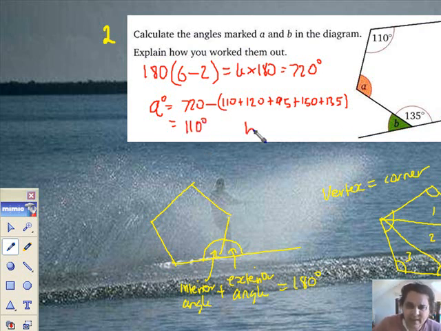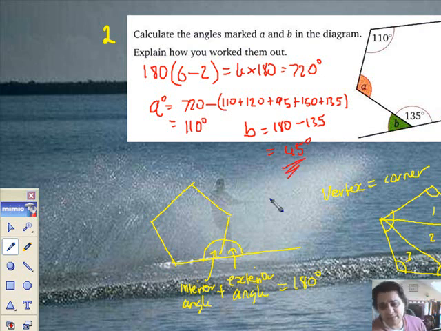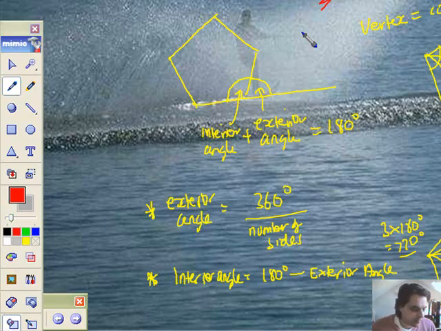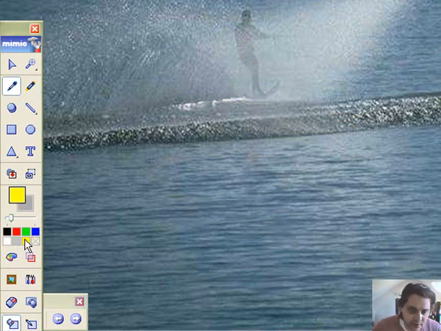Now angle B is easy. I told you from before the exterior angle forms a straight line with the interior angle, so it's going to be the 180 take away the 135 on the inside, and that will give me therefore 45 degrees. And as an explanation for that, you would say angles on a straight line add up to 180 degrees, and I suppose that will be fine for that one. So that's question 2. Let's go to question 3.